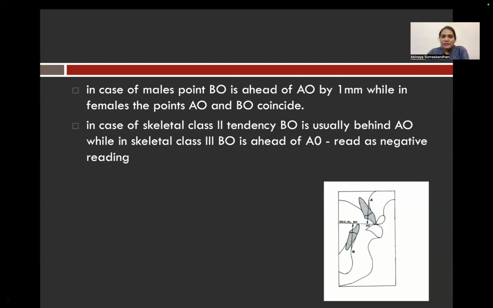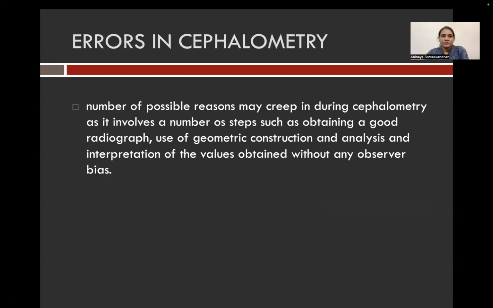In males, the point BO is going to be ahead of point AO by 1 mm, while in females, the AO and BO are going to coincide with each other. In case of a skeletal class 2 tendency, the BO is usually behind AO, whereas in class 3 cases, the BO is going to be ahead of AO, and it is read as a negative reading, that is minus however many mm there are, minus 4 mm or minus 6 mm, like that.